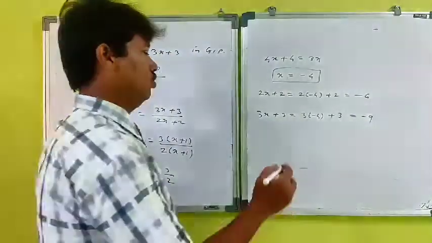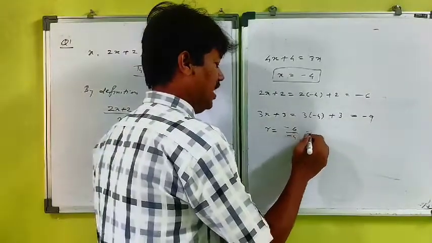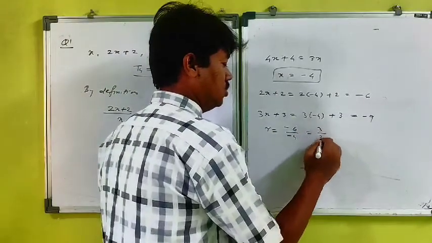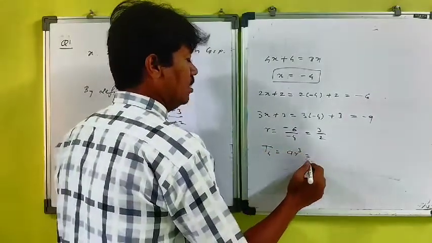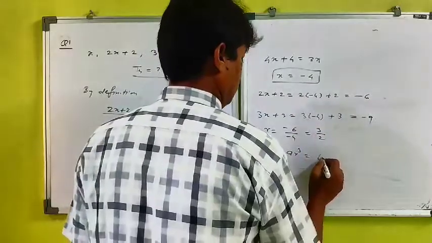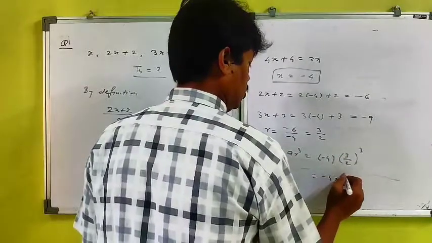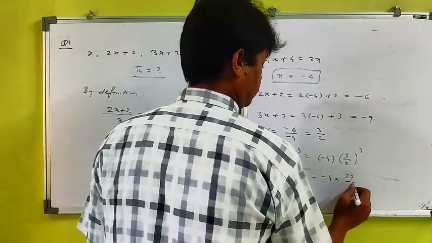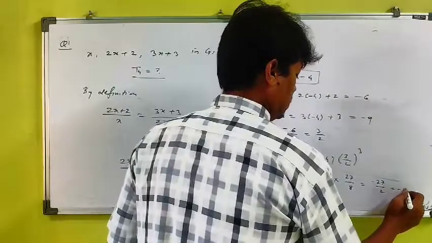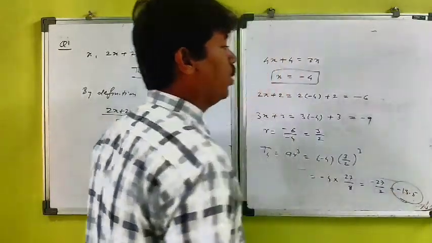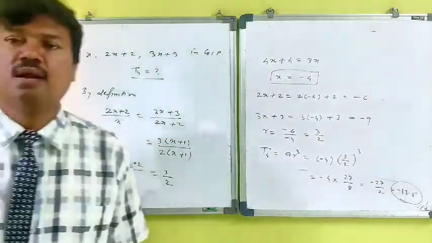And then the common ratio here, r is equal to minus 6 upon minus 4, that is plus 3 upon 2. So that means the fourth term will be a r cubed. So here a, the first term, is minus 4, and 3 by 2 cubed. So that is minus 4 into 27 upon 8. So that is minus 27 upon 2. So the answer is minus 13.5. So this is the answer for the first question. Answer is minus 13.5.